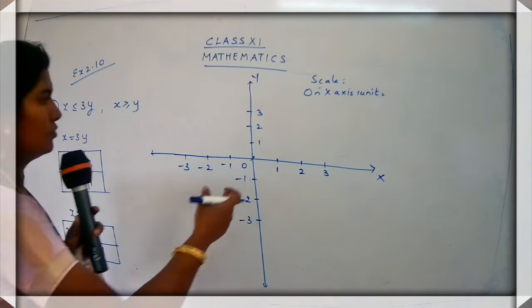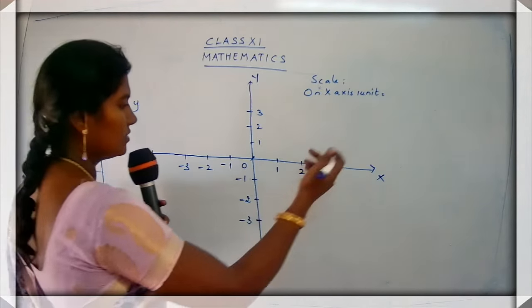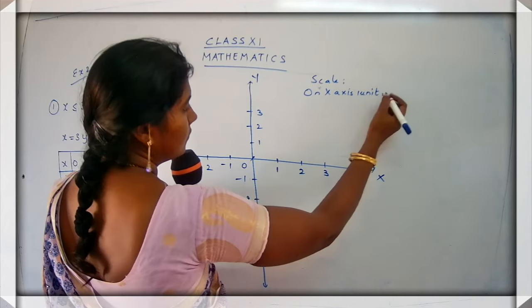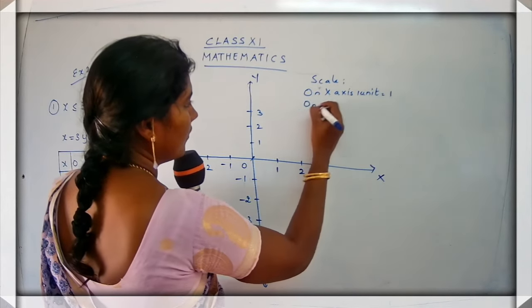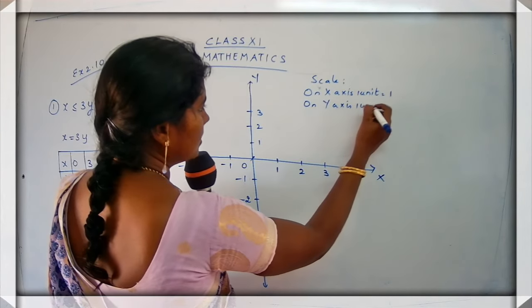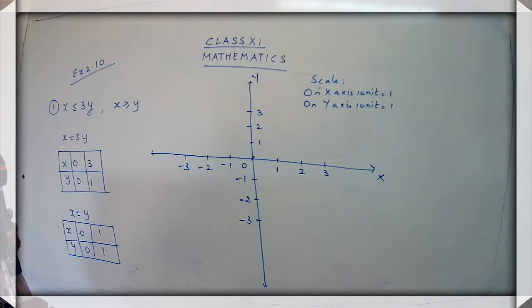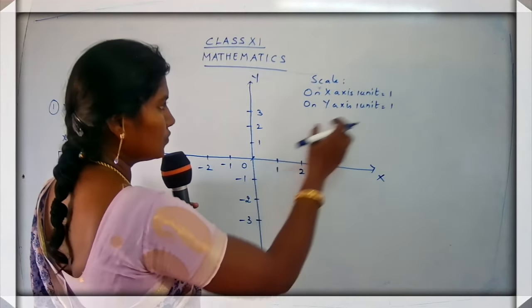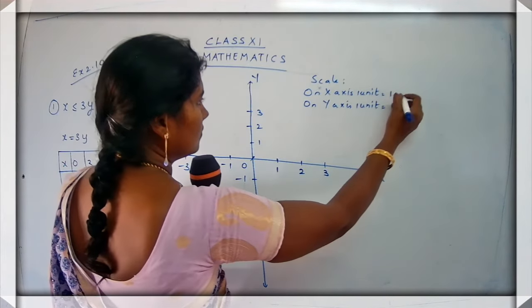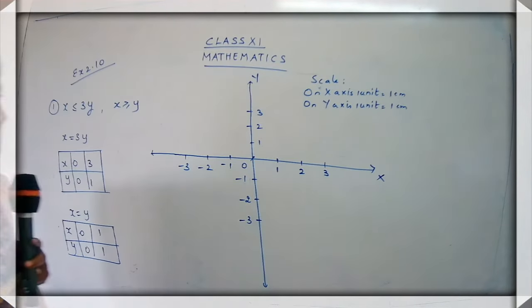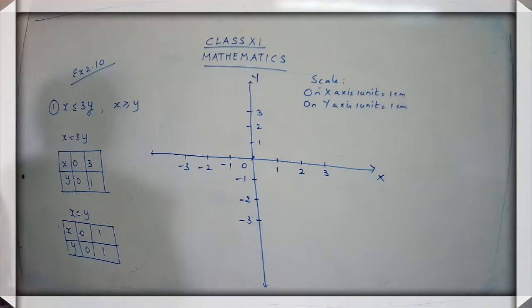So 1 unit is 1. No, we cannot write centimeter or anything. Okay, just write 1 unit is 1. On the y-axis, 1 unit is equal to 1. Otherwise, you can write 1 centimeter is 1 unit. Actually, write it neatly. So you have to draw an x-axis and a y-axis on your graph paper. Write down the scale.